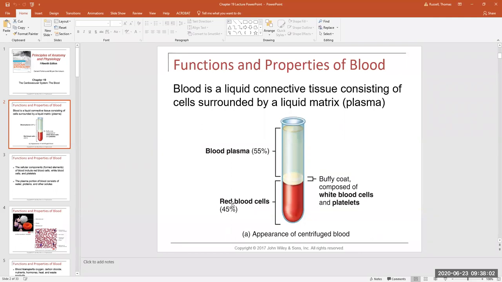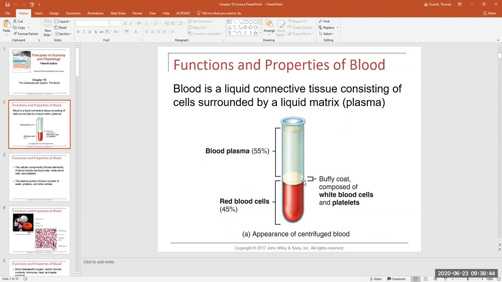So first of all, if we take a sample of blood, and we spin it down in a machine called a centrifuge, you can separate it out into layers, like you see in this picture. Whole blood is composed of a liquid portion that everybody knows the name of already. It's called plasma. 55% by volume of whole blood in your system is the liquid portion, which is plasma. And then the other 45% or so are all of the cellular components, or what we call the formed elements.